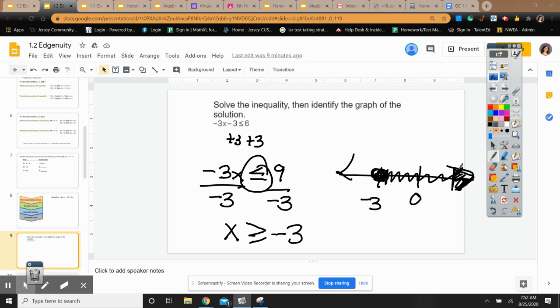Again, you can plug in 0 to check since it is in my solution set. Is -3 less than or equal to 6? Because if I plug 0 in, that will drop out. And the answer is yes, I did a good job.